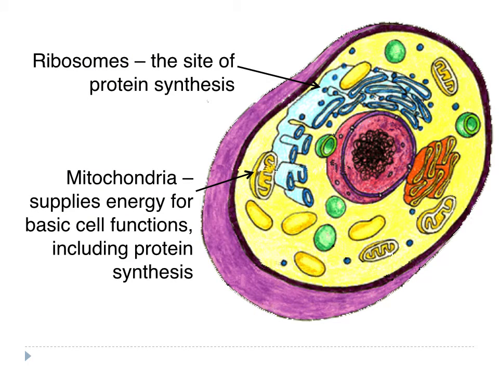So first, let's review where all this takes place. It happens in the cell. This is an animal cell. The ribosomes are where the proteins are put together. The mitochondria supplies the energy to the cell that it needs to make the proteins. And the DNA starts out in the nucleus.